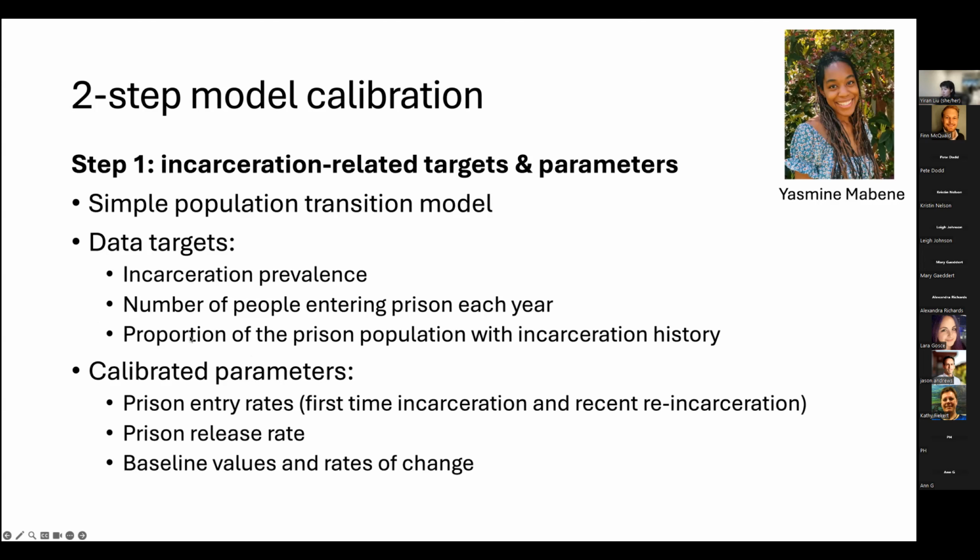So using these data targets, we were then able to calibrate the rates of entry into prison, both for those who had never been incarcerated, as well as for those who had a history of incarceration. And then we also were able to calibrate the release rate. And because the nature of our analysis was over a period of time from 1990 to present day, in order to account for and fit to changes in each of these targets over time, we calibrated a baseline value for 1990, as well as rates of change. And these were typically linear rates of change per year for each of these other parameters.